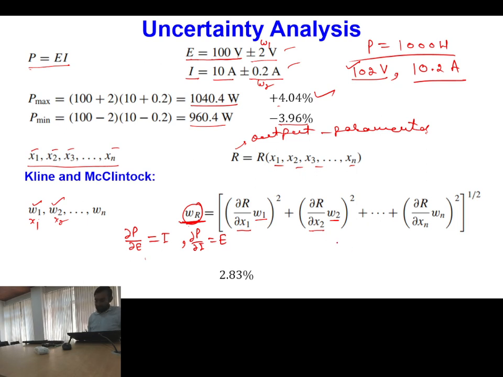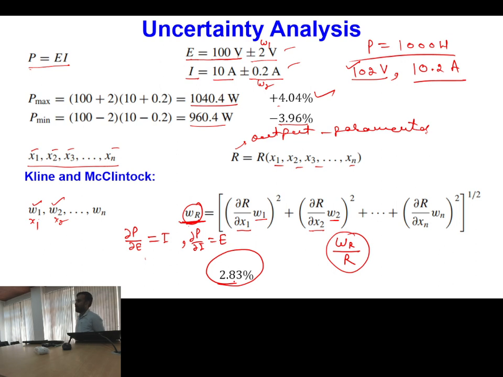But if you now calculate WR by R, you divide this entire equation by R, and ultimately you can calculate the value of uncertainty in percentage. If you calculate the uncertainty in percentage, you will get it to be 2.83%.